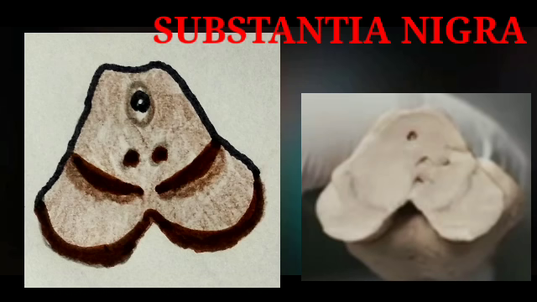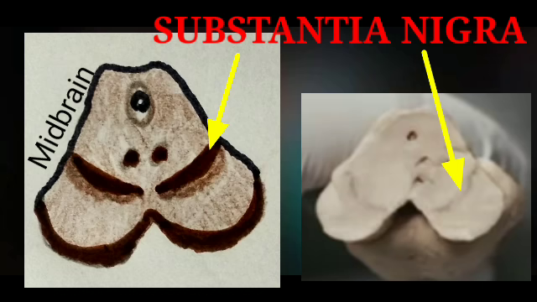Other functional parts of the basal ganglia include substantia nigra and subthalamus. Now let us learn in detail about the substantia nigra. Substantia nigra is a large motor nucleus located in the midbrain. This consists of two parts, pars reticularis and pars compacta.